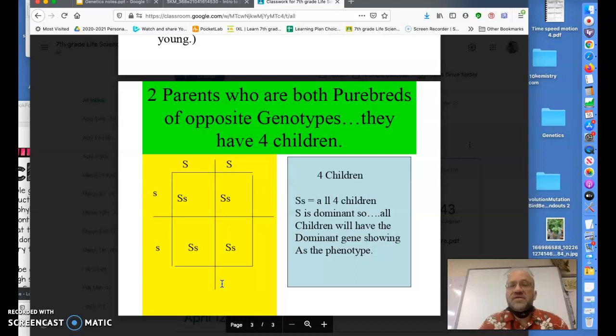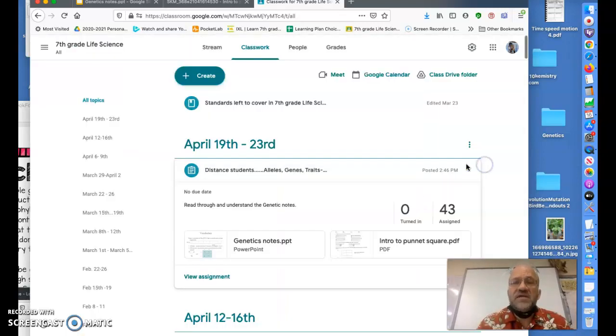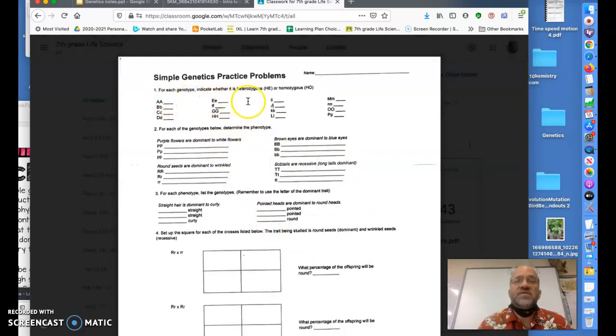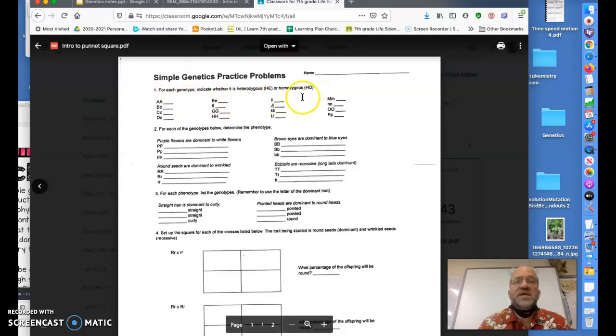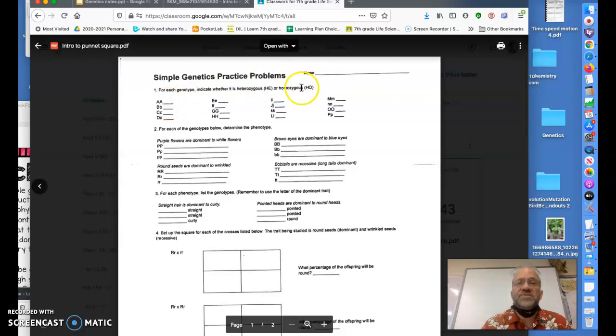I hope it does. And so you'll go on with this assignment, and you have this one here, and you're going to do this from your notes. So it says, for each genotype, indicate whether it's heterozygous or homozygous. If you look back at your notes, you'll figure it out. So capital A, 2 dominant alleles for a trait, well, that would be homozygous. They're the same. So that's homozygous.